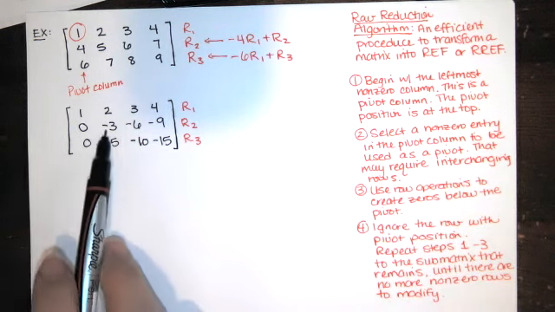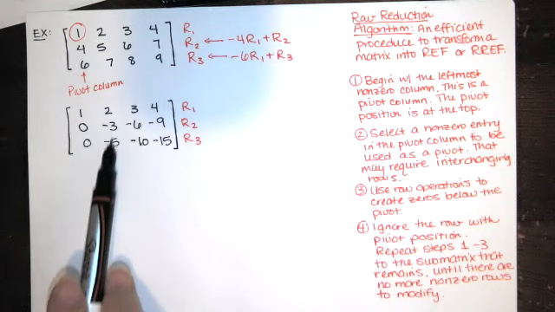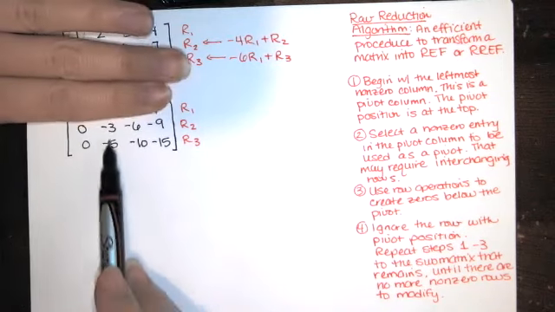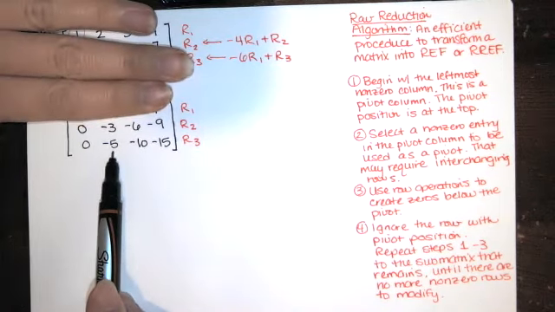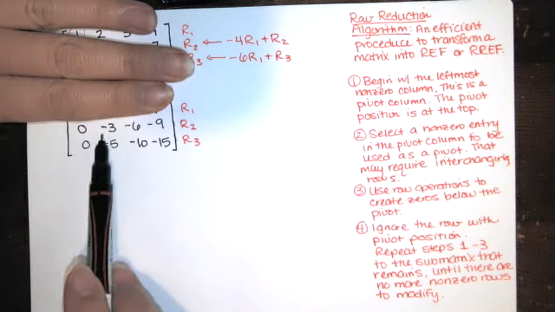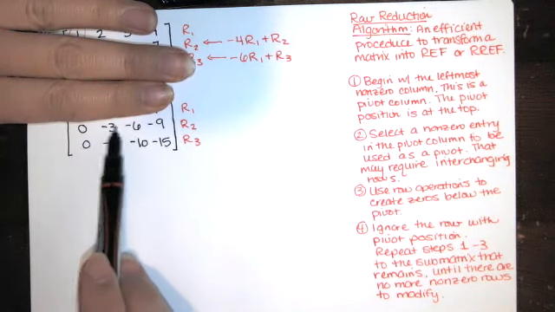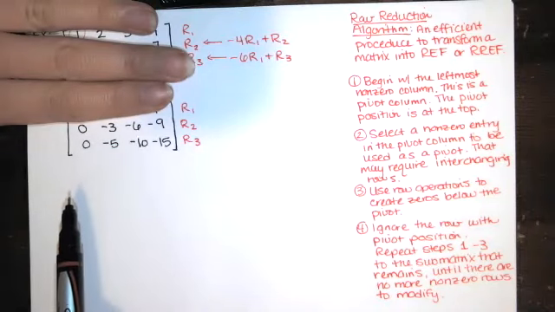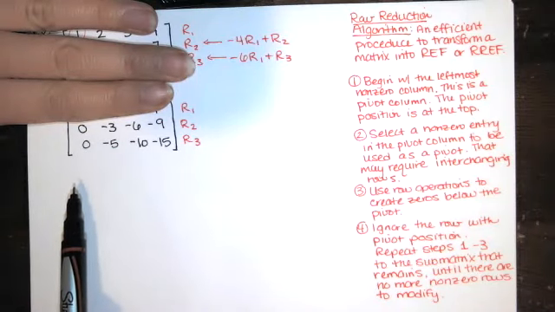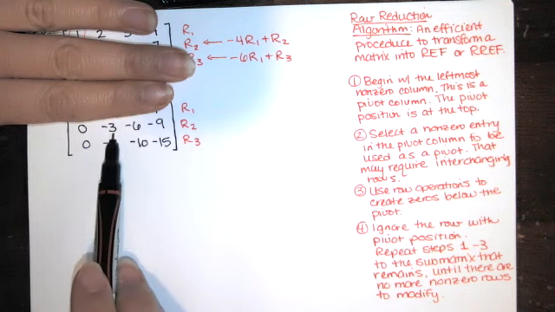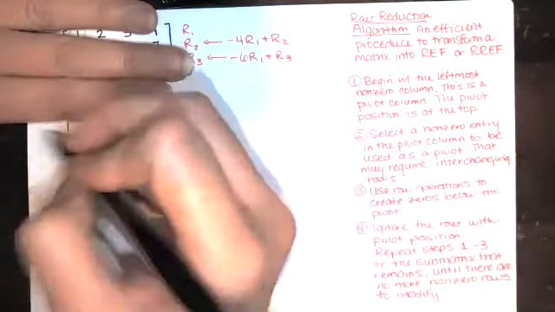So we begin with the leftmost non-zero column. That's this one this time if I'm ignoring that top row. This is a pivot column. Pivot position is at the top. So it's right here. We want to select a non-zero entry in the pivot column to be used as our pivot. That may require interchanging rows. We'll just leave this one. And then we'll use row operations to create zeros below the pivot.